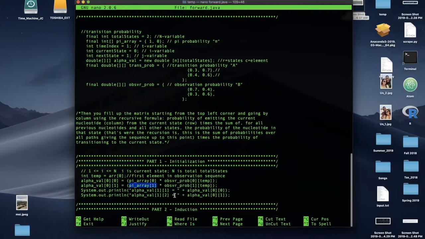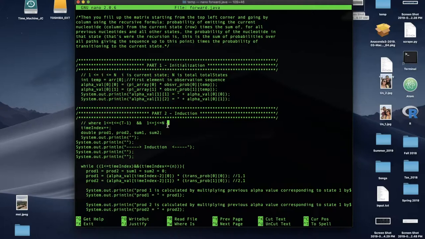Now this induction part is the recursive part. Now that we have the very first two alpha values of the first element, remember we have two alpha values for each observation element. In this sequence we have four observation elements, so therefore we should be computing 8 different alpha values. So we have two, we still have 6 to go.